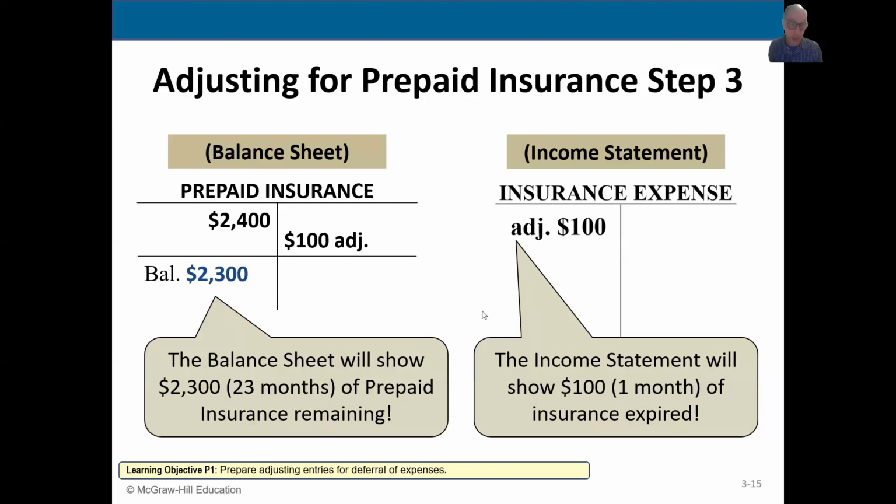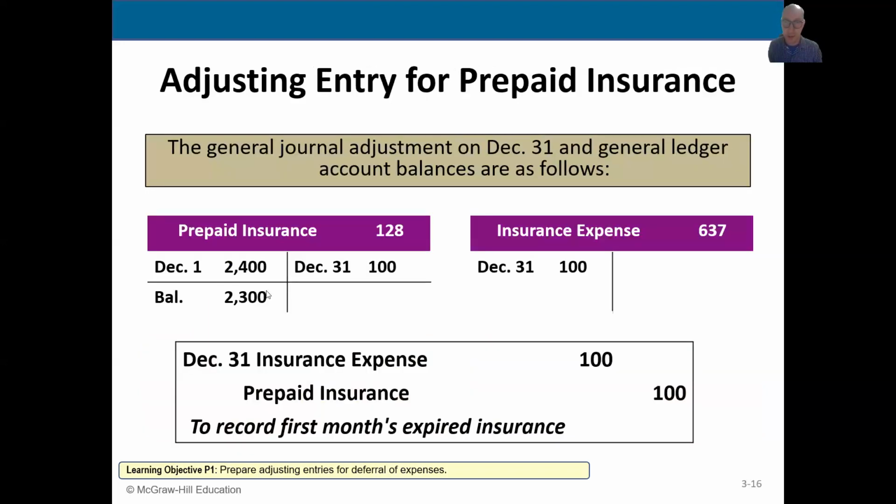Yeah, so we would make the same exact journal entry at the end of every single month until this balance reaches zero, which in this case is 23 more months. And this shows you what that journal entry looks like. So we debit insurance expense, $100. We credit prepaid insurance, $100. And this is the effect.